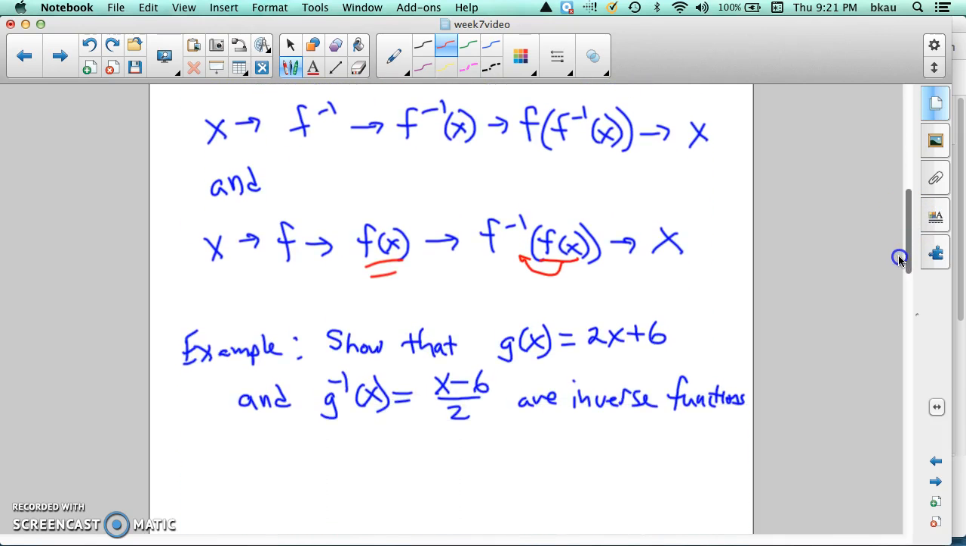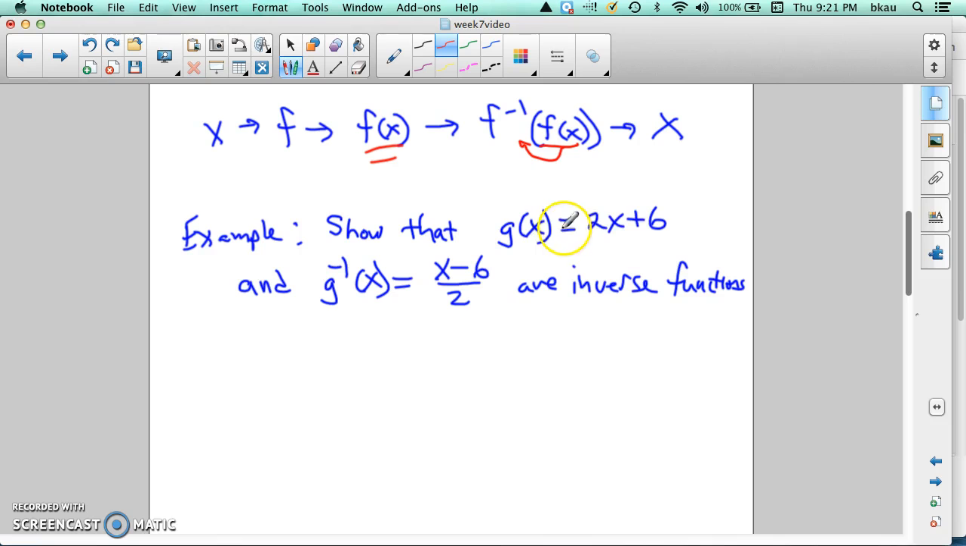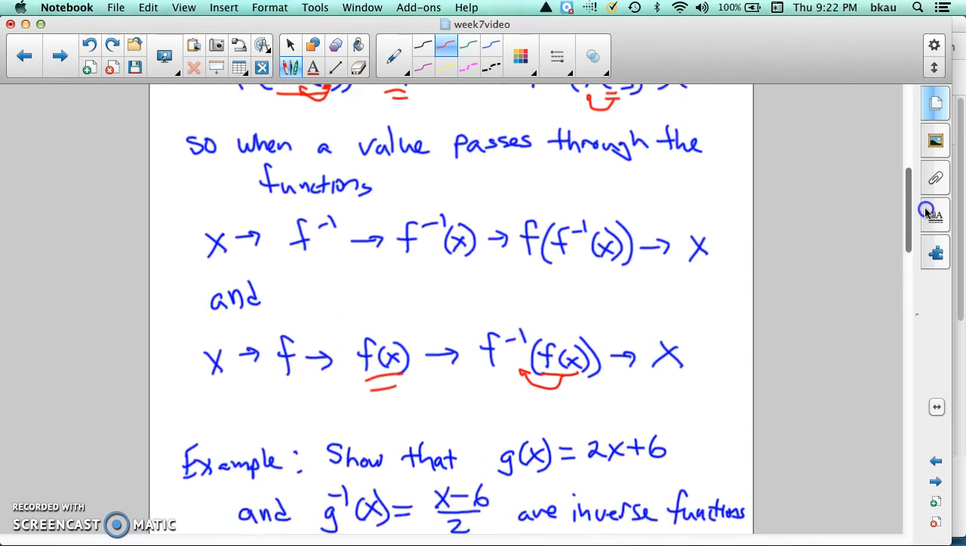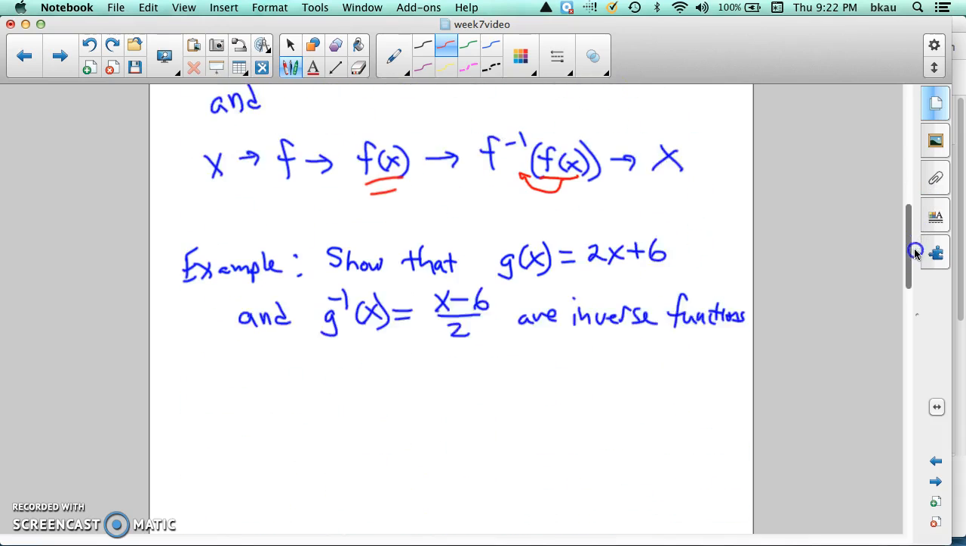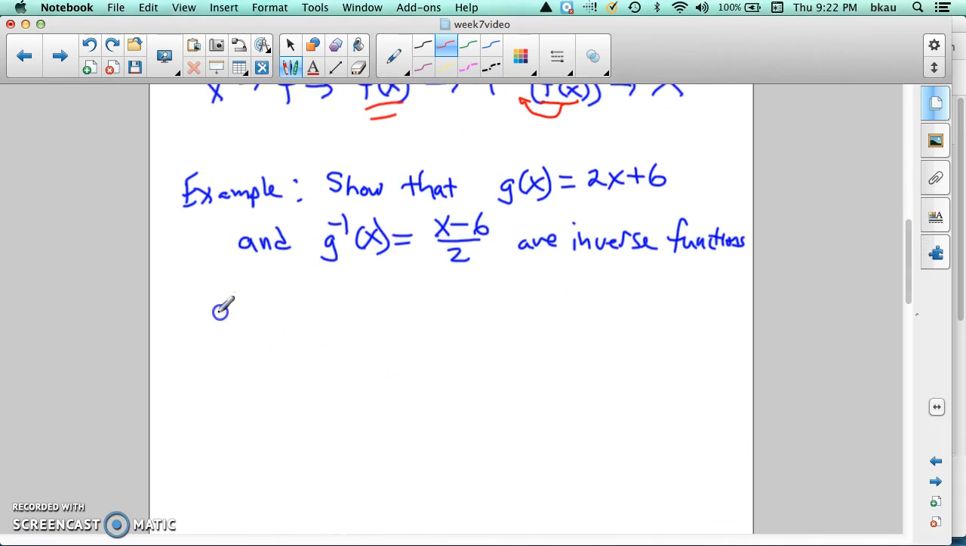Alright, so we're going to use this definition to show that these two functions, g of x equals 2x plus 6 and g inverse of x equals x minus 6 divided by 2, are inverse functions. So we're going to start with the first definition. We're going to try to show that g of g inverse of x is equal to what?